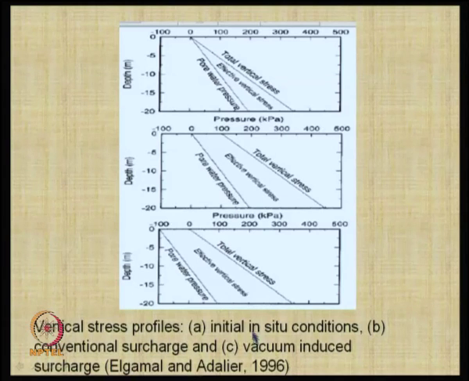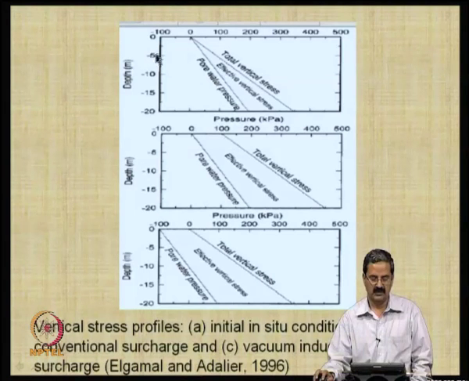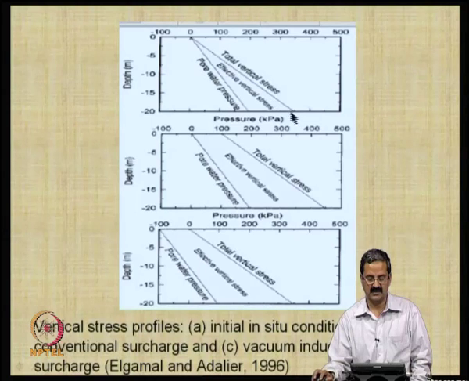Vertical stress profiles, like in situ soil conditions. You can see that this is the total vertical stress. How do you get it? Gamma into depth, up to say 5 meters, 10 meters, 15 meters, 20 meters, and I will get this effective stress. For example, at 5 meters depth, 5 into 20 is 100, and 10 into 20 is 200. So, it is like this. This is called the total effective stress.